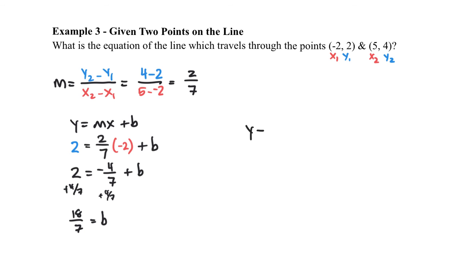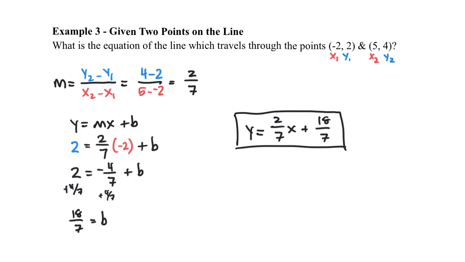So now I have a slope and a y-intercept. That's the two things I need. y equals 2/7 x plus 18/7. Don't be afraid of those fractions. The calculator takes care of that for you. So now you can write the equation of a line in slope-intercept form, whether it be from a graph, given a point and a slope, or just given 2 points on the line. That's it.